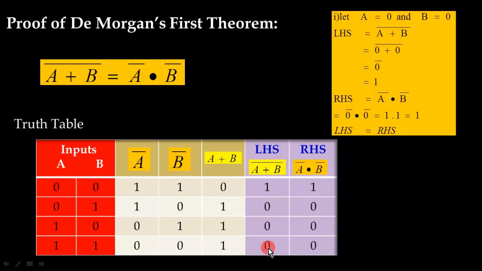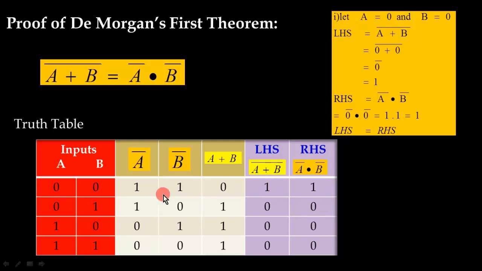Or we get (A + B) complement as 1, 0, 0, 0. This is our left hand side. Now let us consider the right hand side, the product of the complements. So take the product of these two columns. 1 into 1 is 1, 1 into 0 is 0, 0 into 1 is 0, and 0 into 0 is 0. So from these two columns, we find that both are the same. So the left hand side is equal to the right hand side, and therefore De Morgan's first theorem is verified.